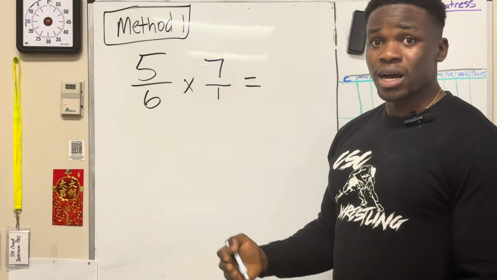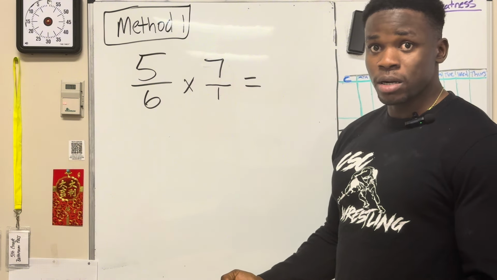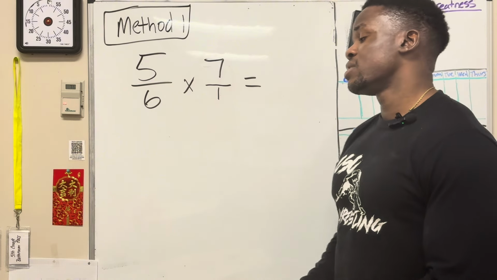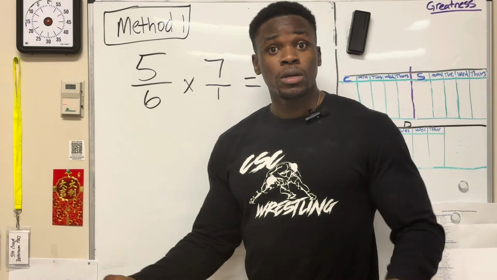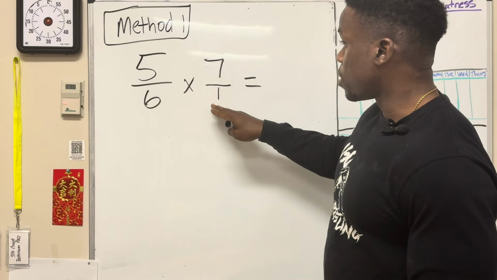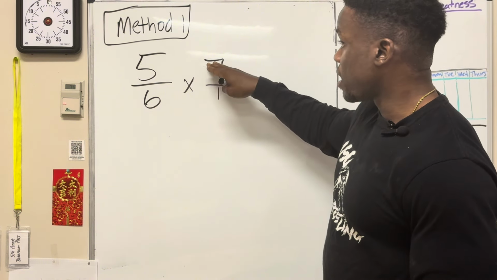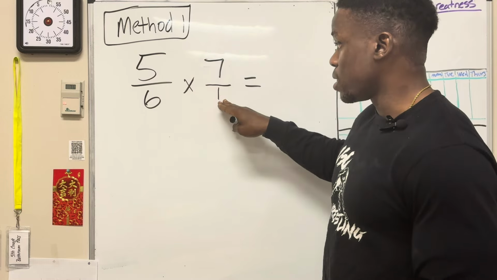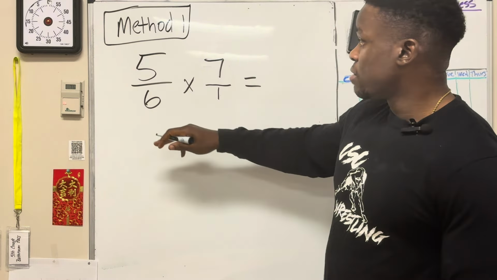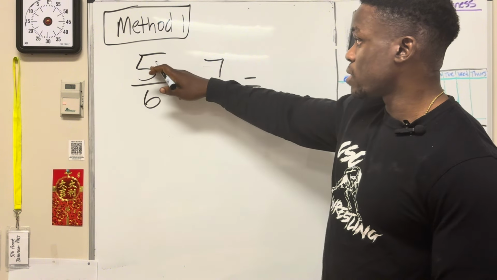But if I do it at the top, then I completely change the number. It will be 1/7, and we clearly know that 1/7 is nowhere close to 7. So that's why we just put it at the bottom. Always remember, when we have a whole number, we just put a 1 underneath to make it a fraction. From here, I can just multiply across.